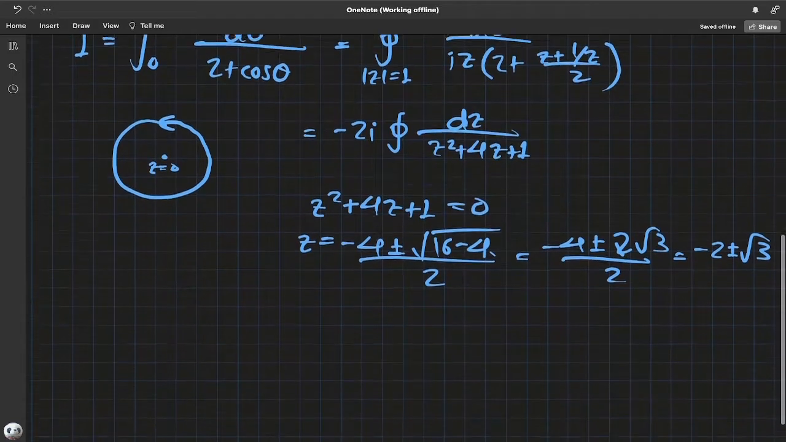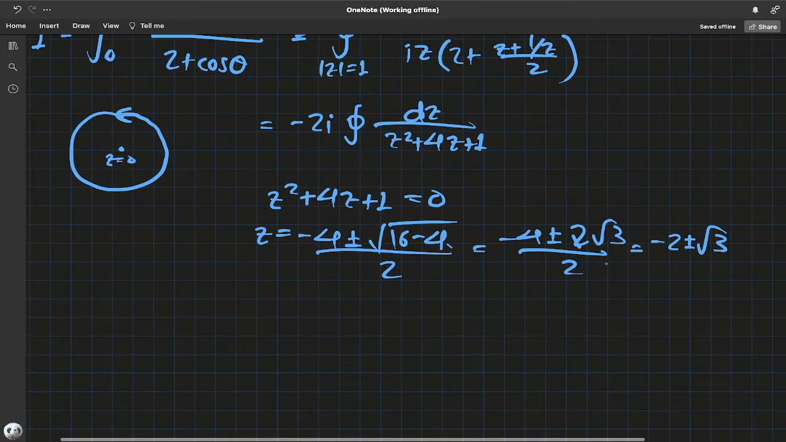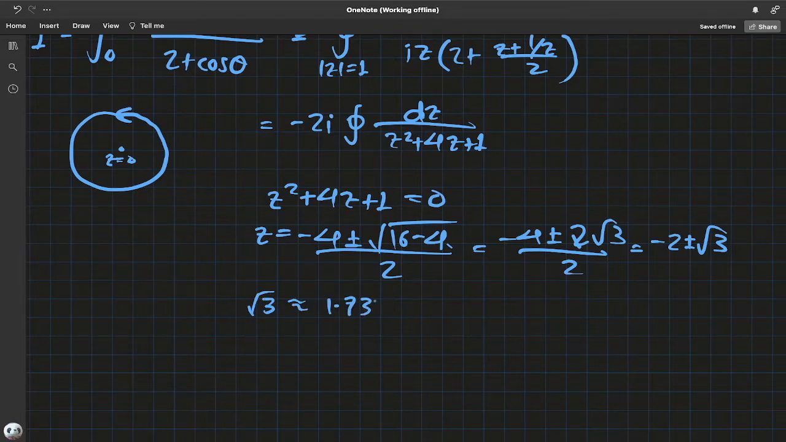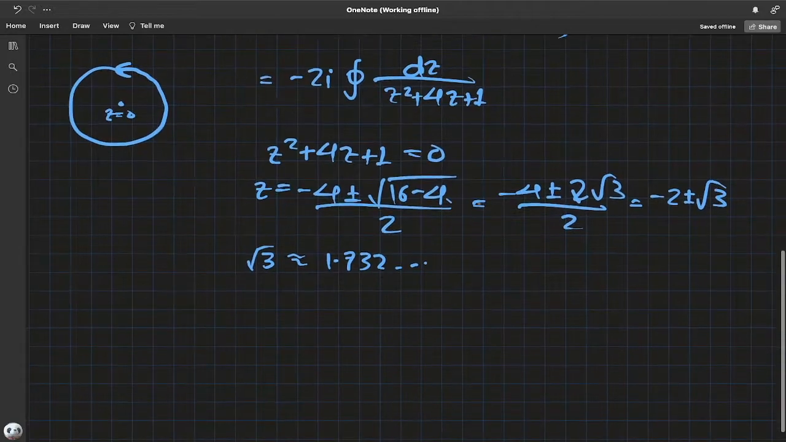So we have two possibilities. It's either negative 2 minus root 3, or it's negative 2 plus root 3. Well, we can just check which ones are inside. Root 3 is approximately 1.732. So negative 2 minus root 3 will be something like negative 3.732. So you notice the magnitude of this is greater than 1. So it's going to be outside the contour somewhere.